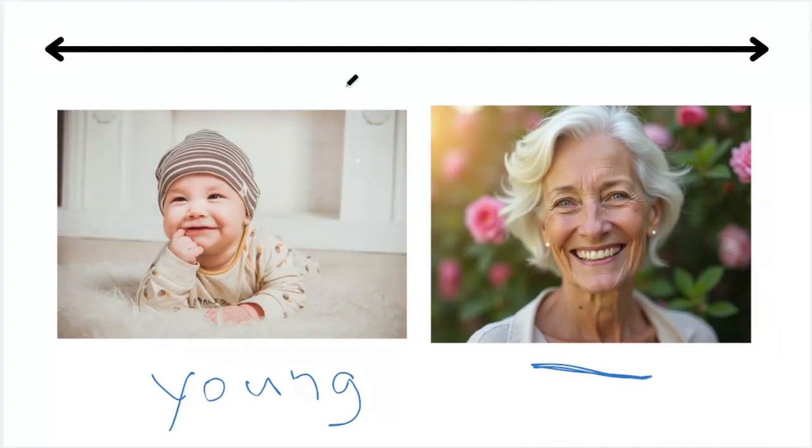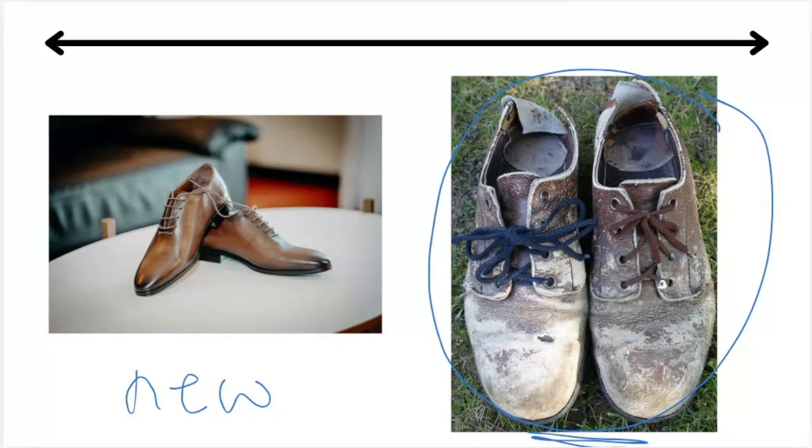But when I talk about a person, I do not usually use the word new. We use the word young. This is a young person. This is a young baby. This is a new pair of shoes. I would never say a young pair of shoes. We do not use young for objects that are not alive. This is a new pair of shoes.